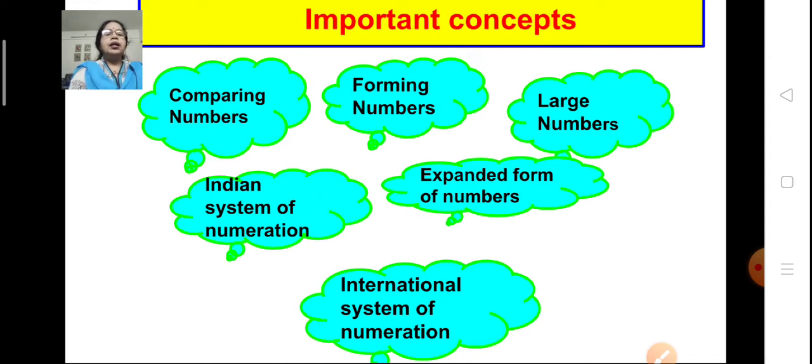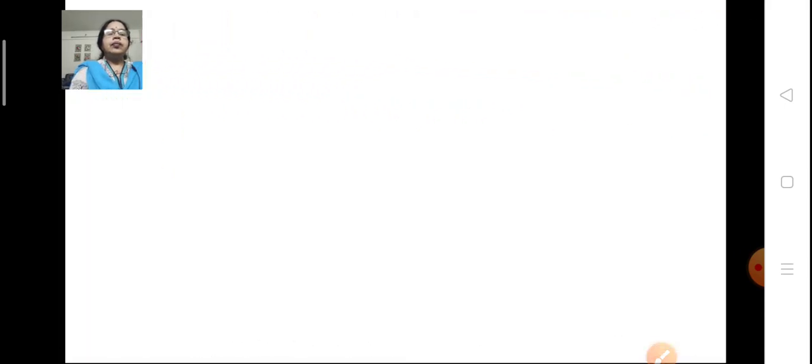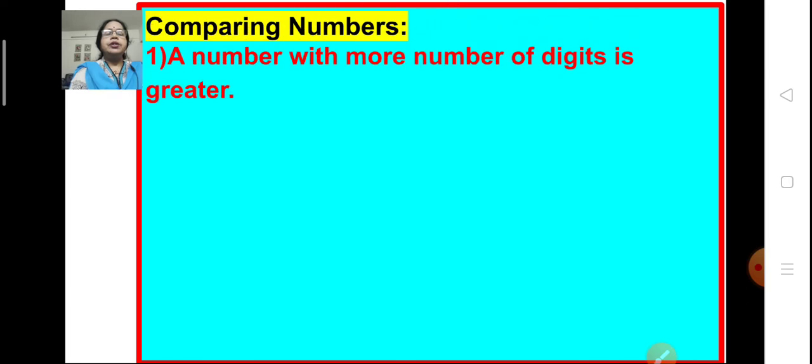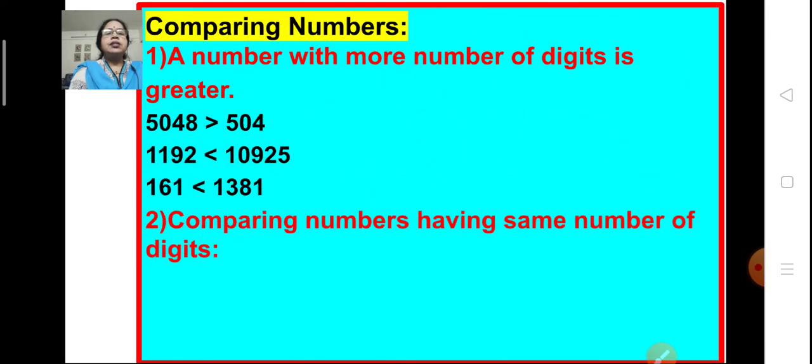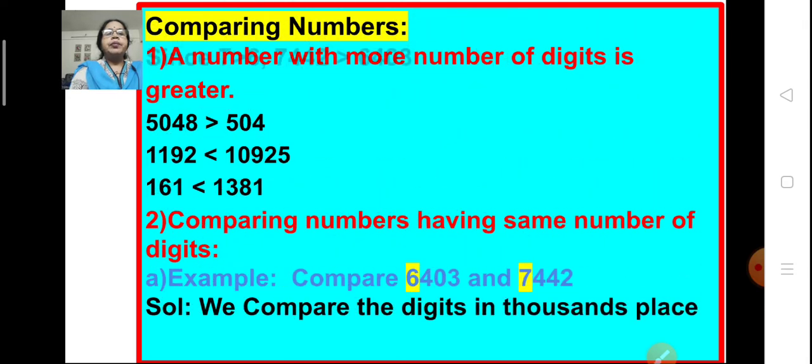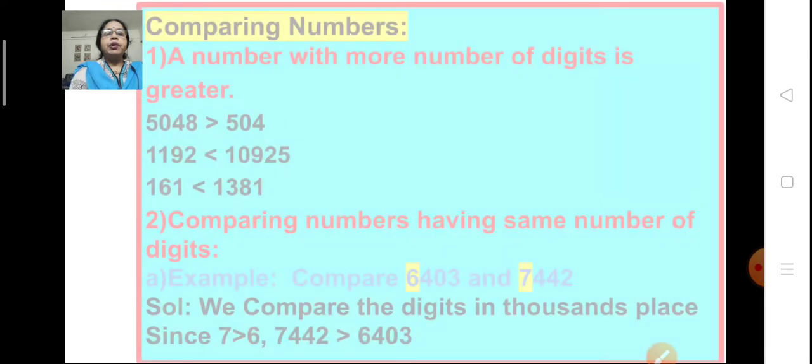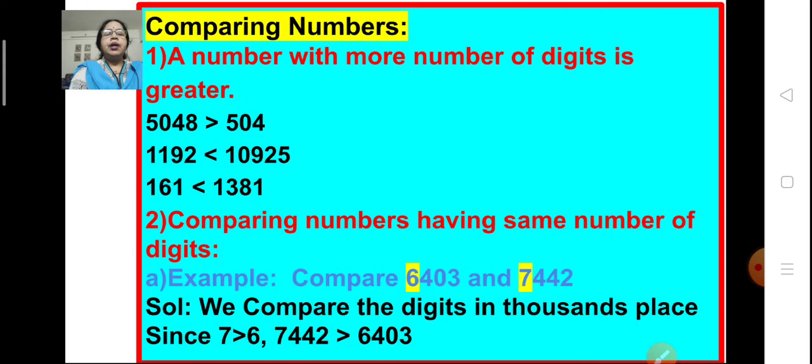Now let's see how we compare the numbers. So let's revise this. How we compare the numbers. We have to keep in mind when we are comparing numbers that a number with more number of digits is greater.